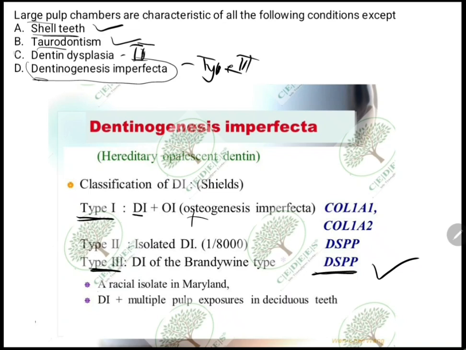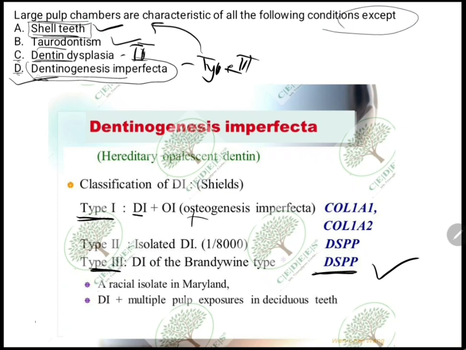Now the confusion is actually between C and D, because yes, A and B do have large pulp chambers, but in C and D only a specific type of it has large pulp chambers. So in dentine dysplasia, it's type 2, and in DI, it's type 3, which is shell tooth. So I would still say here the answer would be option D, that is dentinogenesis imperfecta, since they've already mentioned a specific type as shell teeth in one of the options.